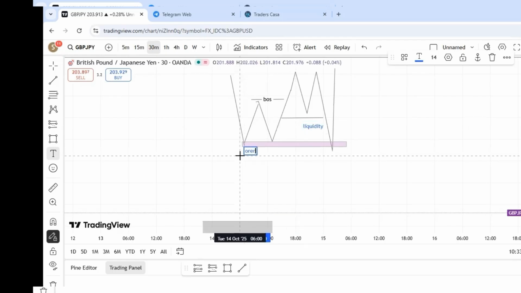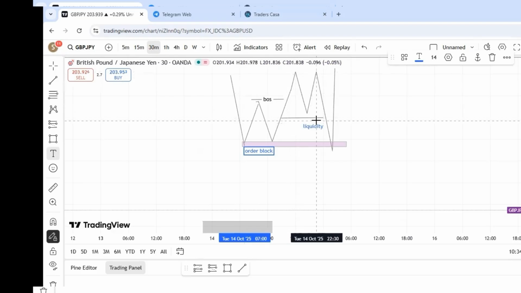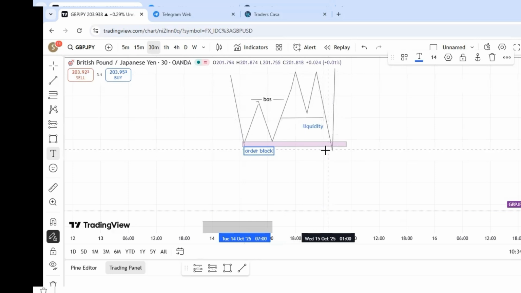Order block. So let's say price came here, moved up a little bit, then came to retest that zone. After it came to retest the zone, it broke the structure, then it gave us some kind of liquidity here. Then it came back, cleared out this liquidity, then came back to the original order block.